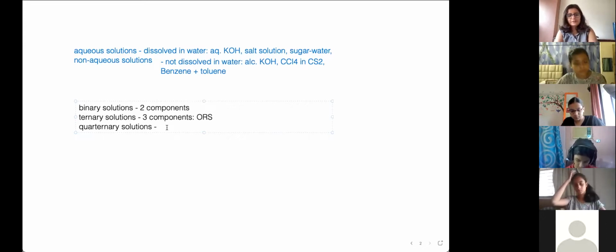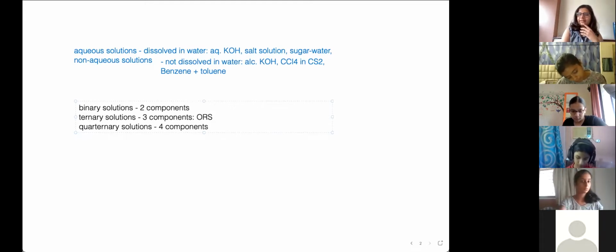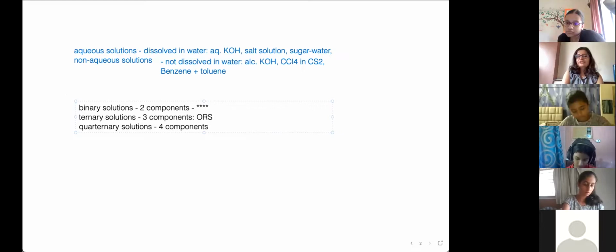And similarly, quaternary means you have four components. More than that, you don't come across so much. Even for quaternary, I can't think of any examples off the top of my head. Binary is what is the most important. Whatever solutions we study are all going to be binary solutions, whether it's solid in liquid or gas in liquid.